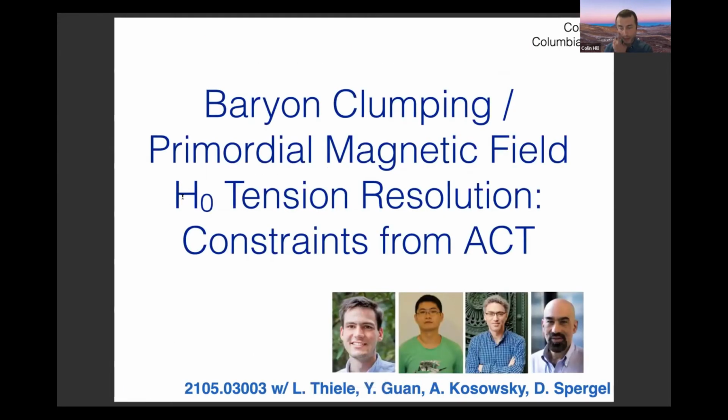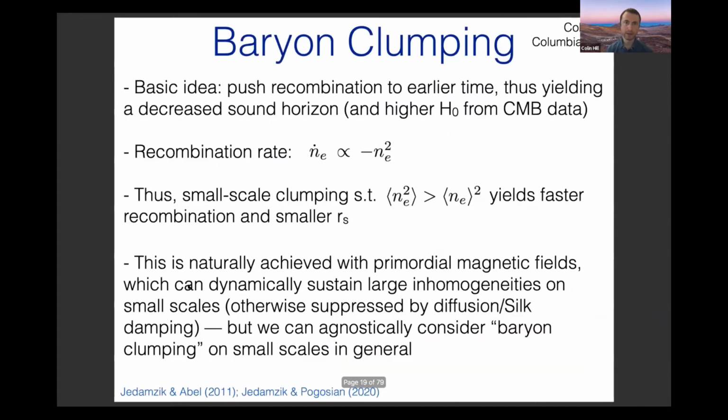Okay, so now let me talk about a couple of approaches toward potentially resolving this H-naught tension that we've been looking into. I'm going to start out with this more recent paper that was led by Leander Thiel, a graduate student at Princeton, and Yilun Guan, a graduate student at Pittsburgh, as well as these other two familiar faces. So this approach invokes small-scale inhomogeneities in the baryon distribution as a way to potentially resolve the H-naught tension. Let me explain to you how this works.